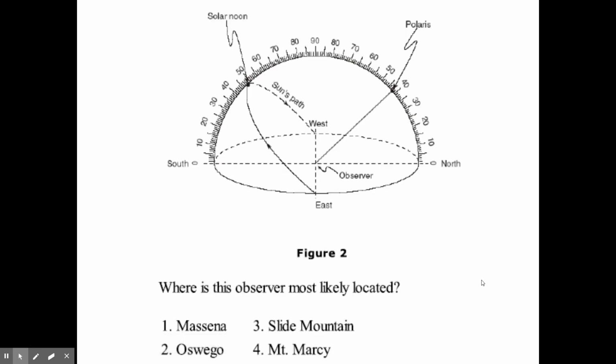All right, here's another one that's very similar to it. We're looking for Polaris. Polaris is right there. It's on the horizon up 42 degrees. And so you're looking again for somewhere close to 42 degrees. And the answer to this one is Slide Mountain.